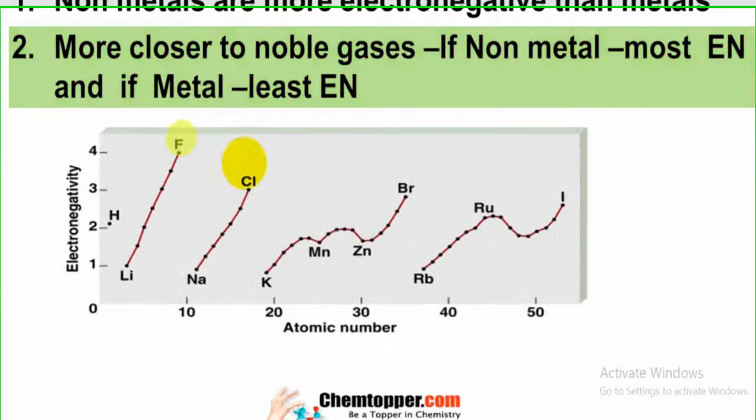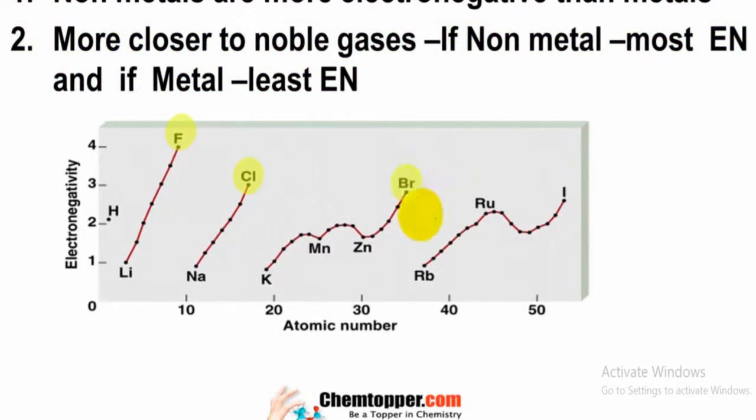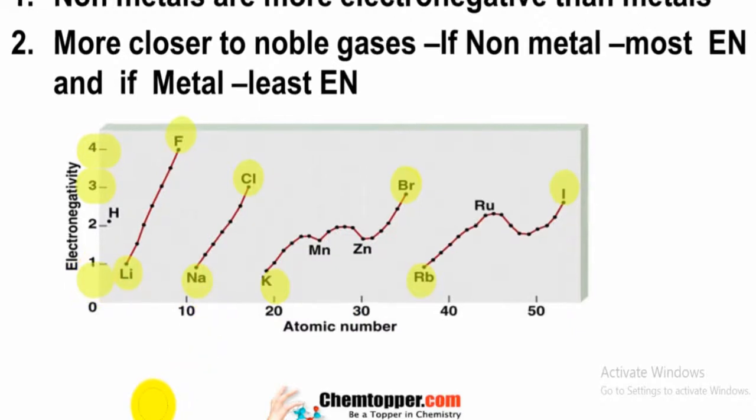Fluorine, chlorine, bromine, iodine are the non-metals closest to the noble gases and are the most electronegative elements in their respective periods. Whereas metals, lithium, sodium, potassium, rubidium are also closest to the noble gases, so they have the least electronegativity in their respective periods.